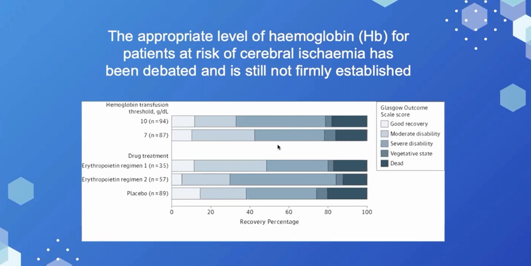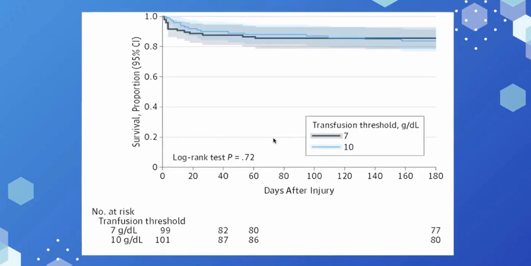And as you can see here, there is no important difference in terms of vegetative status or mortality. And if we look at the Kaplan-Meier, so the survival proportion comparing the transfusion threshold of 7 and 10, the log-rank test says that there is no difference between the two groups.